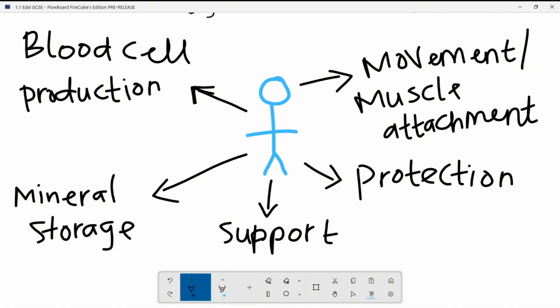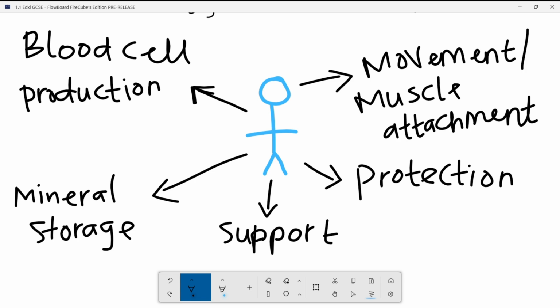Next, we have blood cell production. In your bone marrow, you have the production of white and red blood cells, which is really fascinating because your bone marrow is one of few areas in your body where brand new cells can be created.